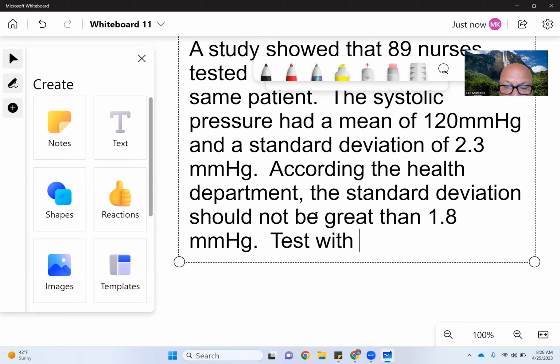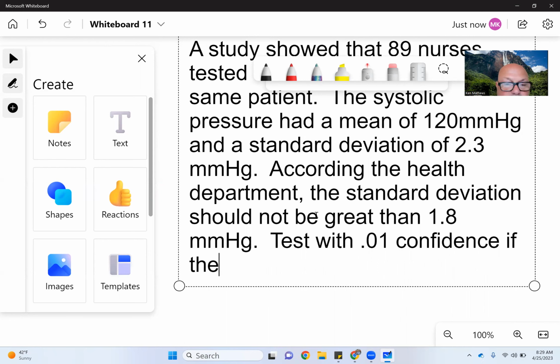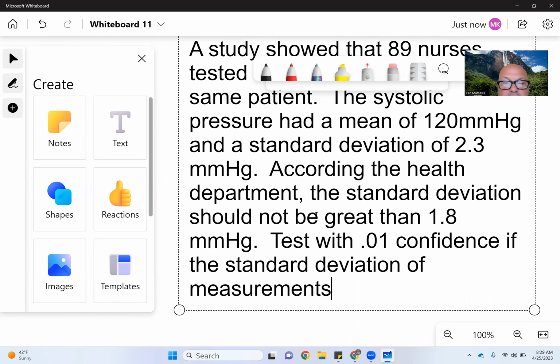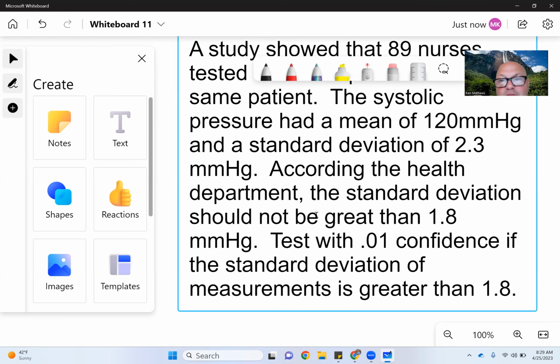Test with 0.99 confidence, no, 0.01 confidence, if the standard deviation of nurses' measurements is greater than 1.8. Okay, here we go.